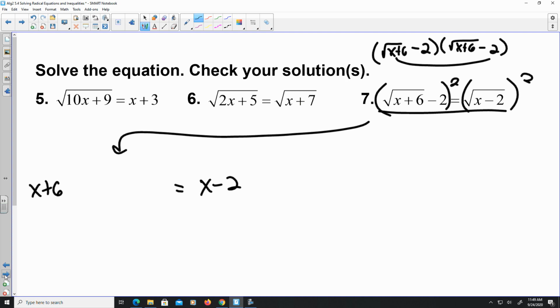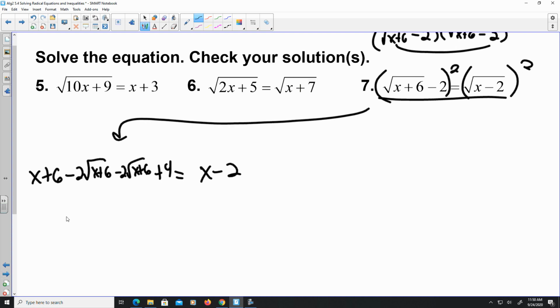Here turns into negative 2 times the square root of x plus 6. Inside values is negative 2 times the square root of x plus 6. And negative 2 times negative 2 is plus 4. So I have like terms here and here. I have like terms here and here. So I'm left with x minus 4 times the square root of x plus 6 plus 10 is equal to x minus 2.